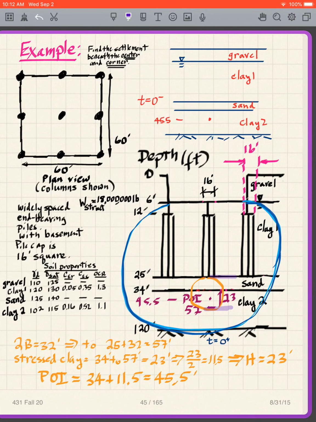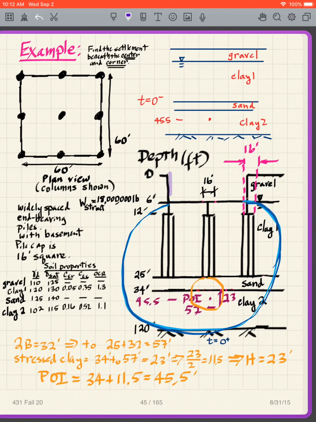And we've done this calculation. So we have the top of the clay at 34 feet. We have the bottom of the pressure bulb at 57 feet. We add those two numbers together, divide by 2. We get 45.5 feet. That's the depth to the point of interest. And our H is going to be the 57 minus the 34, which is 23 feet. So there's our point of interest at 45.5 feet. And we're going to stick with that point of interest.